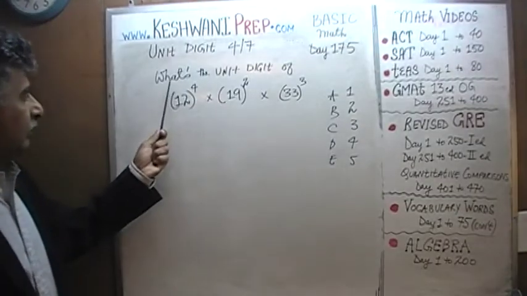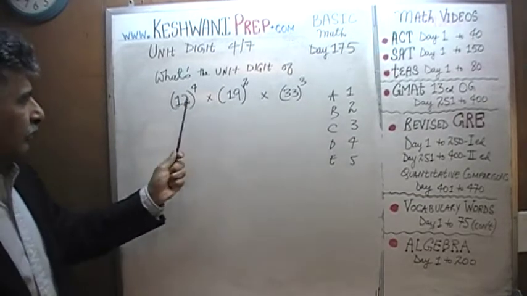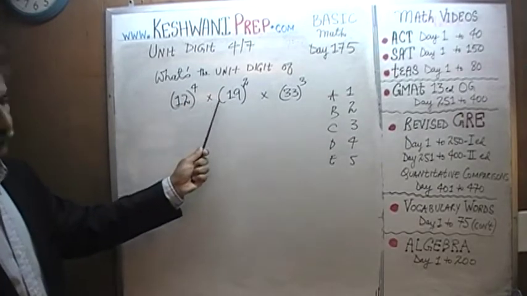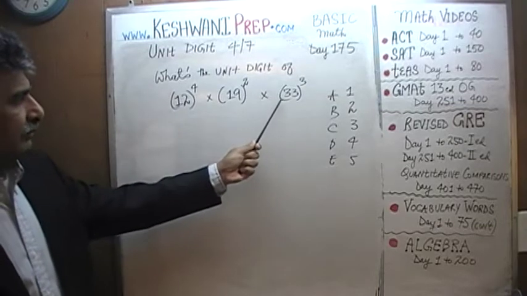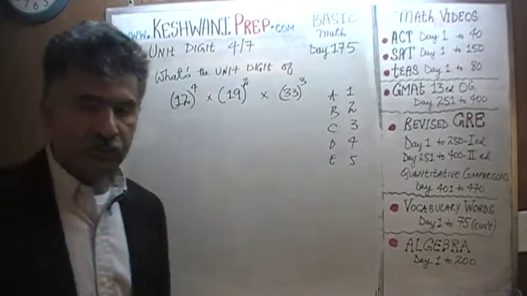It says, what's the unit digit of 12 raised to 4 times 19 squared times 33 cubed? And here are the 5 answer choices, 1, 2, 3, 4, 5.